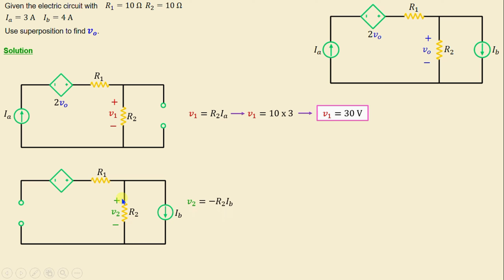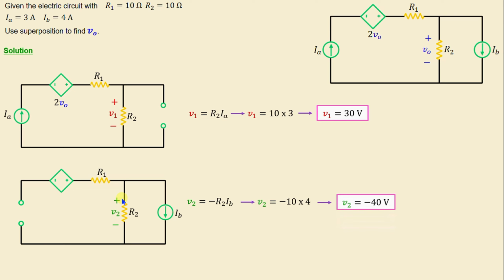Now, according to Ohm's law, we have V2 is equal to negative R2 times IB, and if we replace R2 and IB with their numerical values, we obtain finally V2 is equal to negative 40 volt.